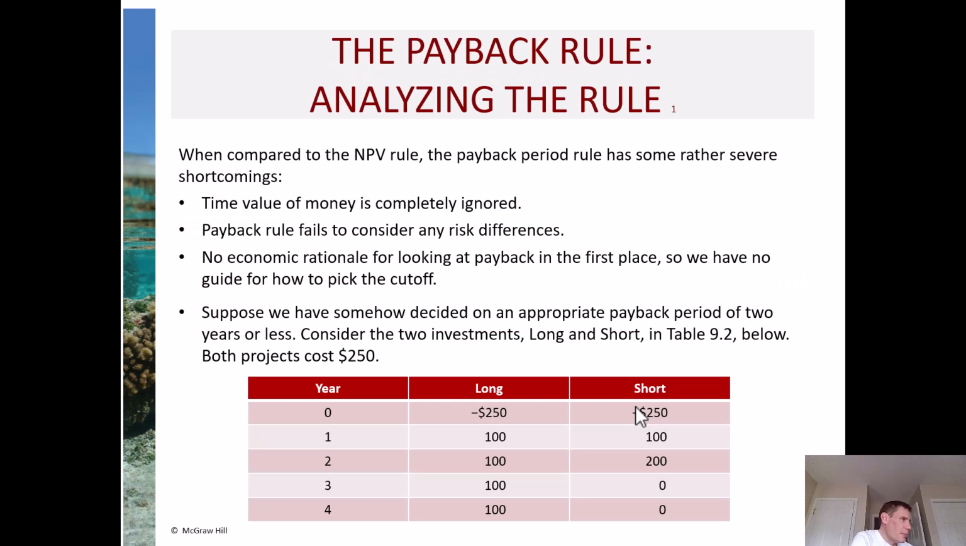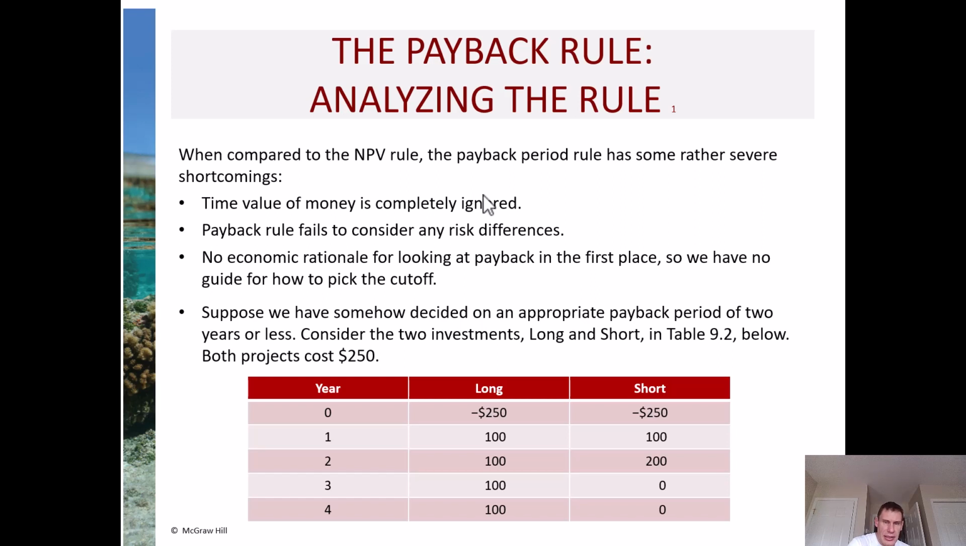Now, when you compare the payback rule to the NPV rule, it definitely has some severe shortcomings. That's why, frankly, it's not really used a lot in industry or business. One is that, as it says, time value of money is completely ignored. We're not discounting things back based on discount rates, which is a huge disadvantage because it's not realistic to not do that. The payback rule also fails to consider any differences in risk, which we can factor into the NPV method by adjusting the discount rate to compensate for that. And there's no economic rationale for looking at payback in the first place, so we don't have any guide for how to pick the cutoff.